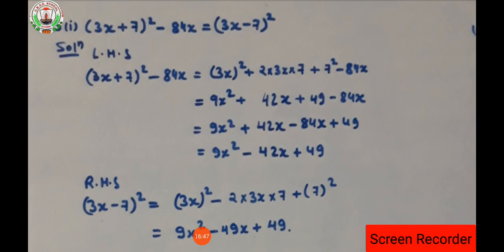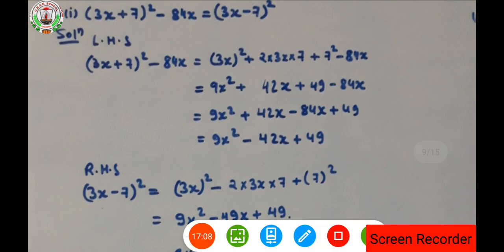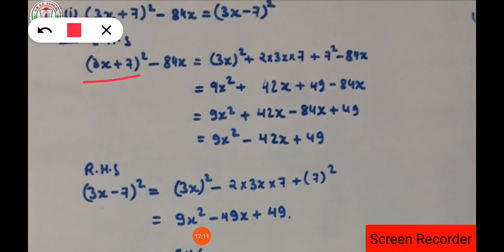Question number 5. Here it is said that you have to show whether the LHS and RHS are equal or not. So for that, you have to separately solve the LHS and RHS parts. It is not very difficult to solve. You have to just split according to the identity. So what is the identity we are going to use over here? That is a plus b the whole square.